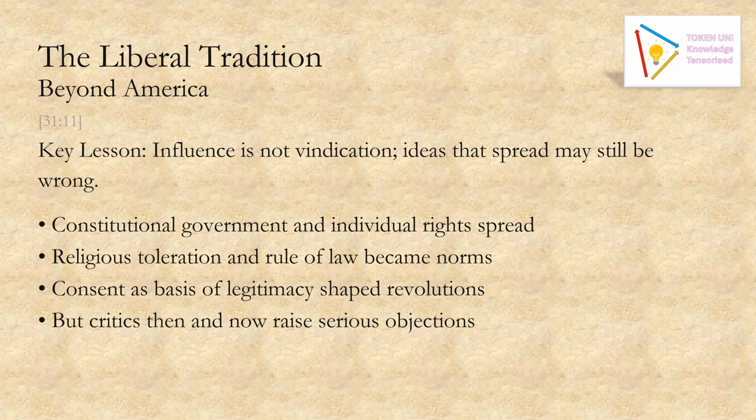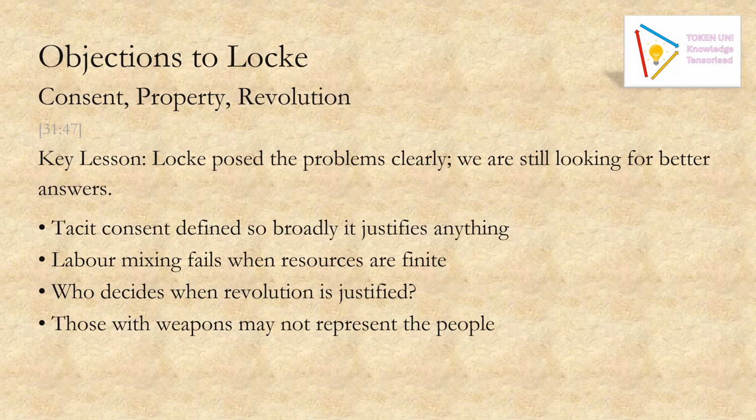But influence is not vindication. Ideas that spread may still be wrong, or right in some contexts and wrong in others. Locke's critics, then and now, have raised serious objections. The consent theory is problematic. Tacit consent is thin. Most people do not choose their government in any meaningful sense. They are born into it, remain because leaving is costly, and obey because disobedience is punished. If this counts as consent, consent has been defined so broadly as to justify almost anything.